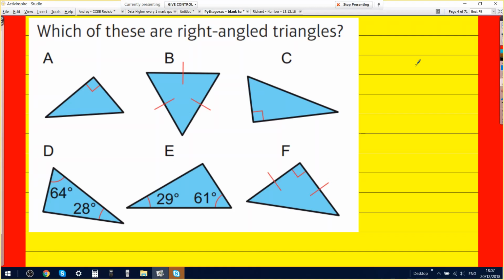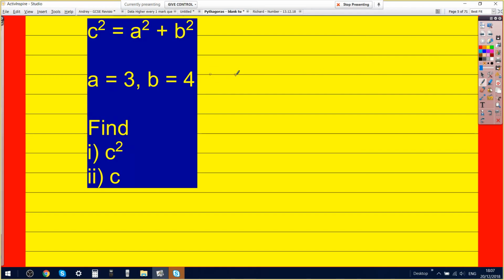B, A, C, and F. And F is a special one. It's also isosceles, 2 angles the same. Okay, let's try this one.